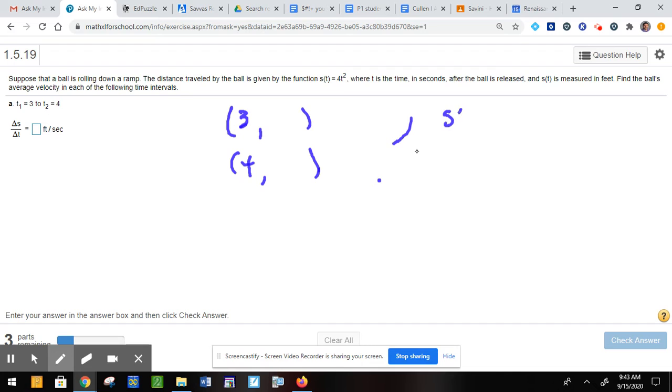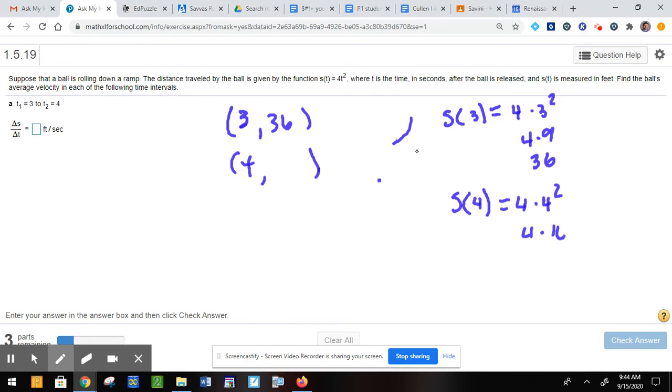So what is s of 3? Just 4 times 3 squared. 3 squared is 9, which is 36. I'm going to get the other s value just the same by substituting 4 in. So it's 4 times 4 squared, 4 times 16, which ends up being 64.